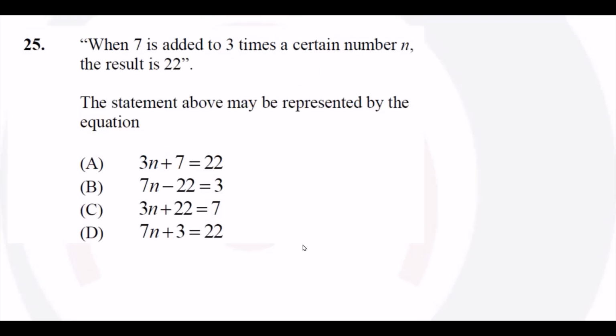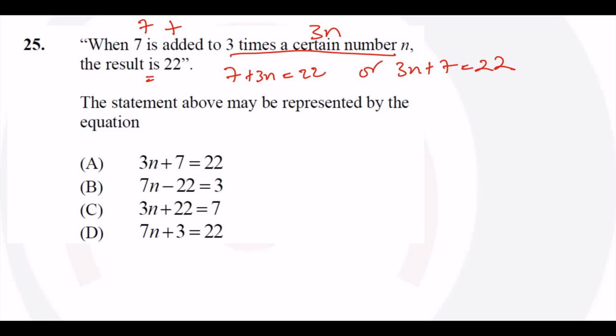Question 25. When 7 is added to 3 times a certain number n, 3 times a certain number n gives us 3n, and 7 is added, okay, the result is equal to 22. So you could say 7 plus 3n equals 22. Same thing as 3n plus 7 is equal to 22. And we can turn it around like that because addition is commutative. So hence, the one that matches our answer is A.